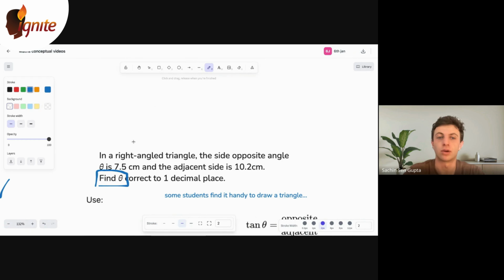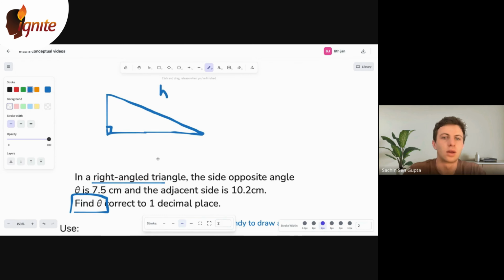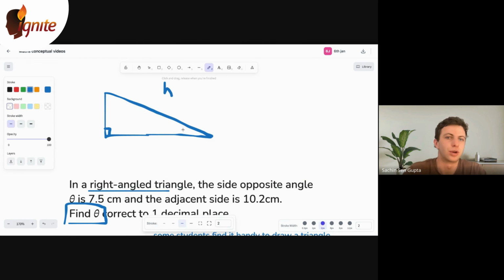So we know it's a right angle triangle. I've done a right angle. It doesn't have to be to scale. I'm going to make it super long, and then we'll finish the triangle. We know this is a right angle, and we know this is the hypotenuse. Now, kids might freak out: where do I put the theta? It doesn't matter. You can put it on this side or this side. I'm just going to choose this side.